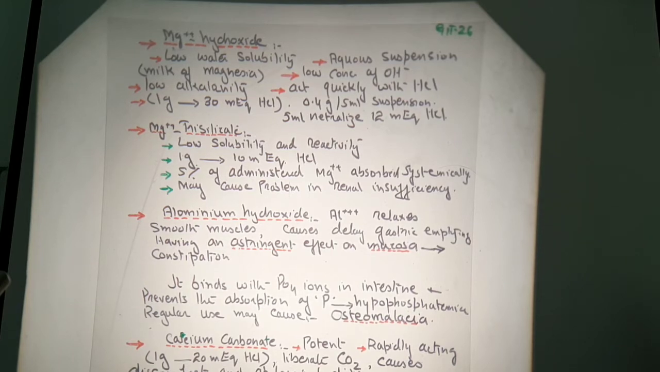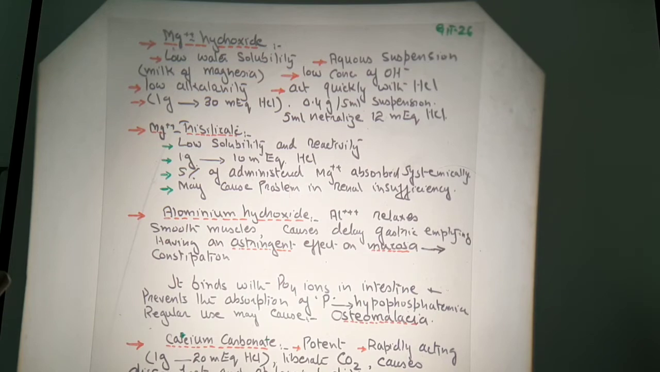Now next is magnesium trisilicate, with low solubility and reactivity. 1 gram causes the neutralization of 10 milliequivalents of HCl. There is nothing more to be described. About 5% of the administered magnesium is absorbed systemically and, because the route of excretion is the kidney, it may cause problems in renal insufficiency.